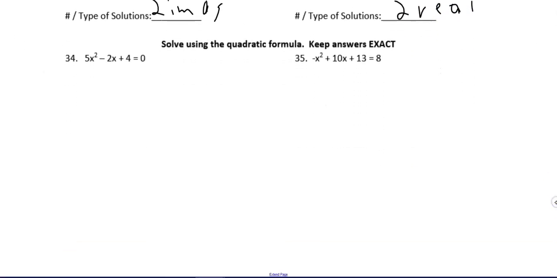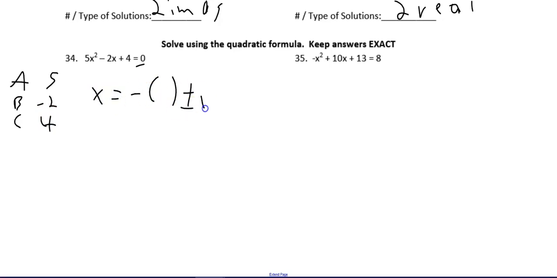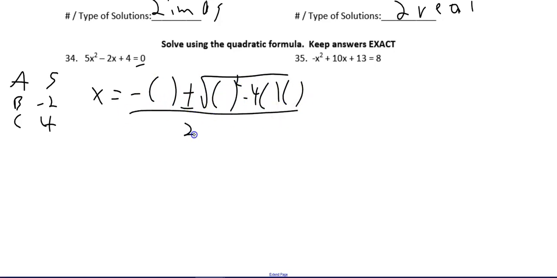And last but not least, we're going to do the whole thing. We're good to go because it's set equal to 0. So I can identify A, B, and C right now. 5, negative 2, and 4. X equals the opposite of b plus or minus the square root of b squared minus 4ac all over 2a. Whoops, I was doing so well.